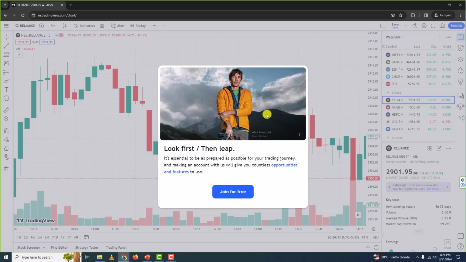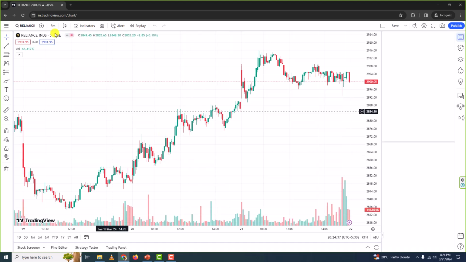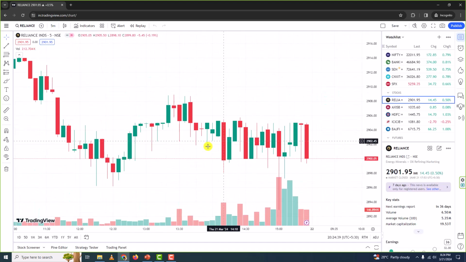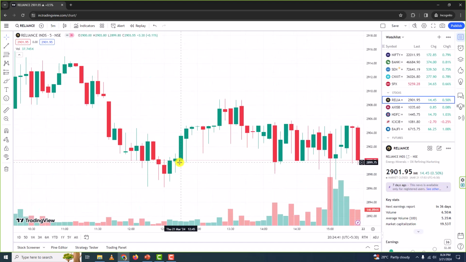Let me reload this page to remove this ad. Yeah, and come back here. So this candlestick is formed from 12:45 to 12:50. Similarly, this candlestick is formed from 11:40 to 11:45 and so on.